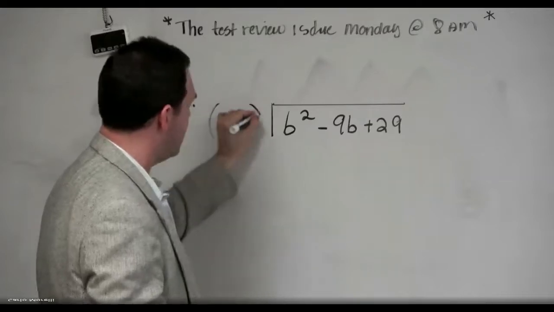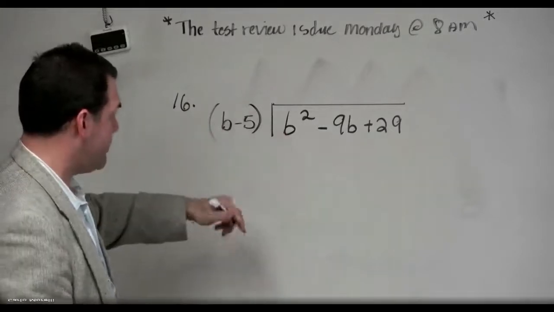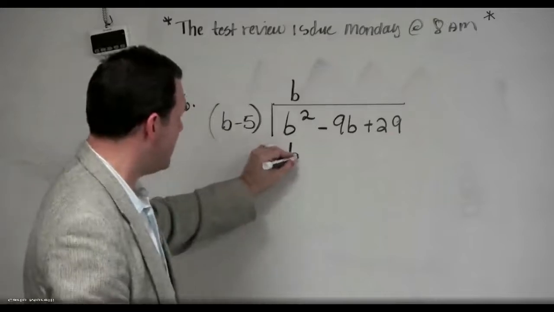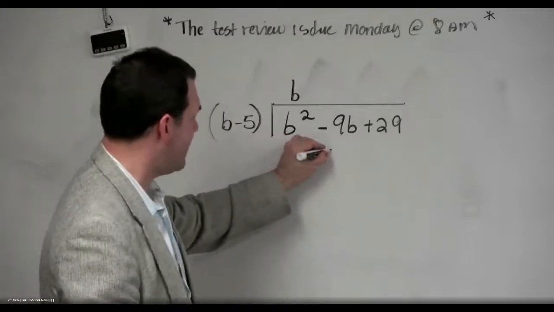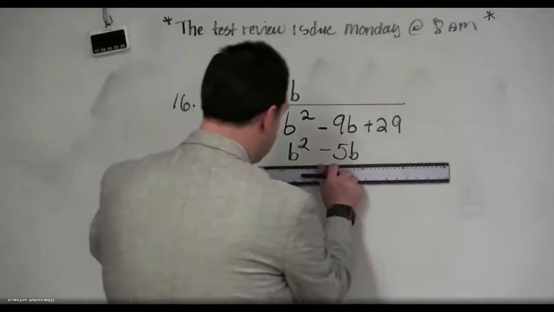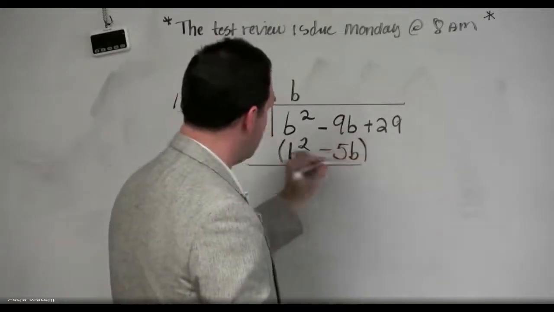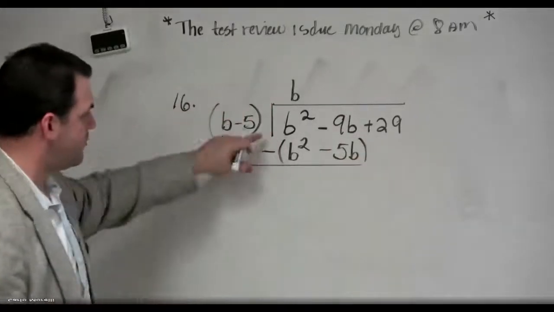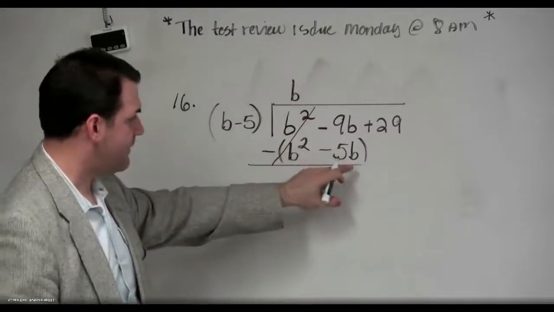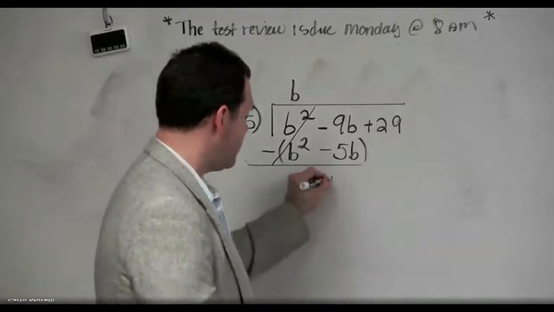Okay. I'm going to kind of help us through this quickly. So something times b equals b squared, and that's going to be b. So b times b is b squared. b times negative 5 is negative 5b. I draw a line. I put the parentheses, and then I put this minus sign. b squared minus b squared cancels. Negative 9b minus negative 5b is the same thing as adding 5b to negative 9b, which gives me negative 4b.